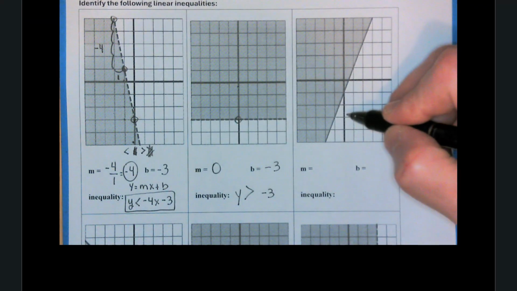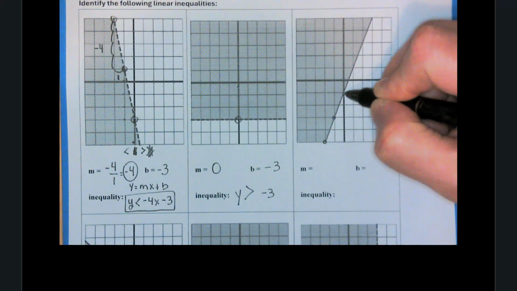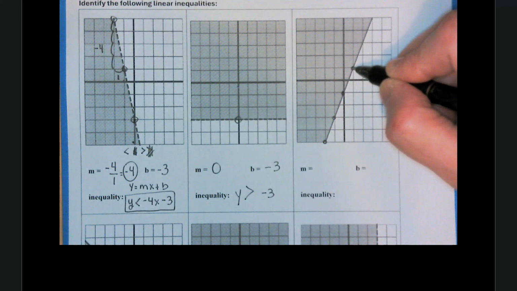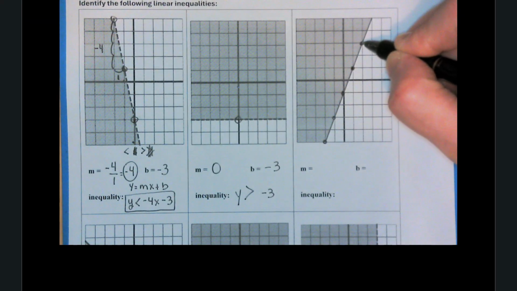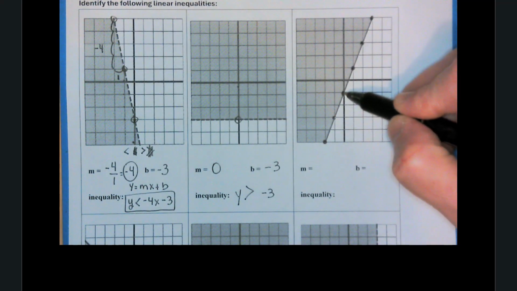All right, let's go on to the next one. Next one, I'm going to pick good points. So here are some good points. Remember, good points are where the line crosses right on top of the intersection of the grid lines. So here I have many points I can choose. I just need 2. So let's say I pick these 2.